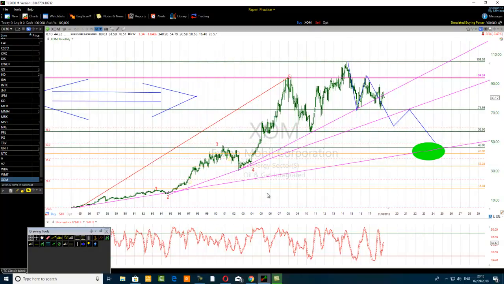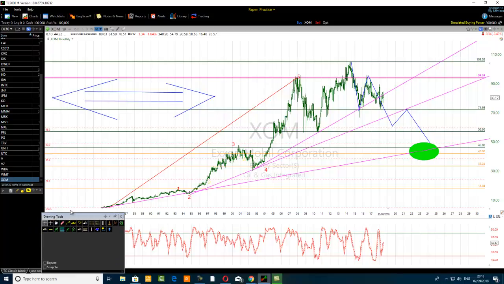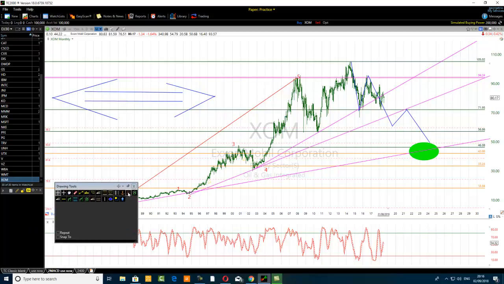Now another thing that you need to do when you are thinking of a flat correction: this is the A part of the flat correction, from here down to here. That's the A part of the flat correction. This is the B part of the flat correction. Now you can do something like this, which we don't usually do. Okay, I'll repeat that, we don't usually do.